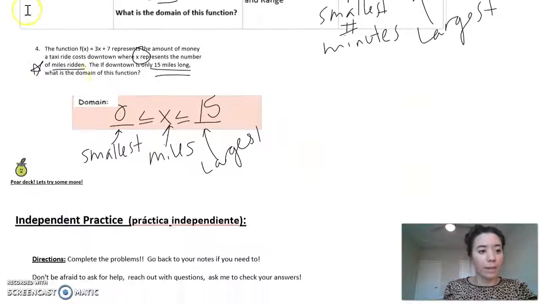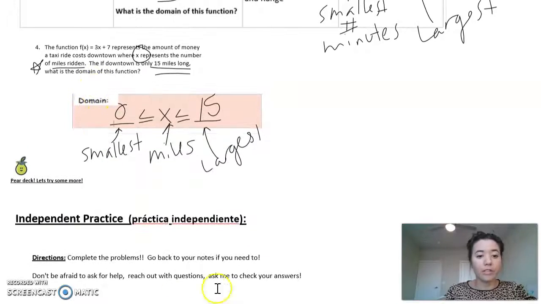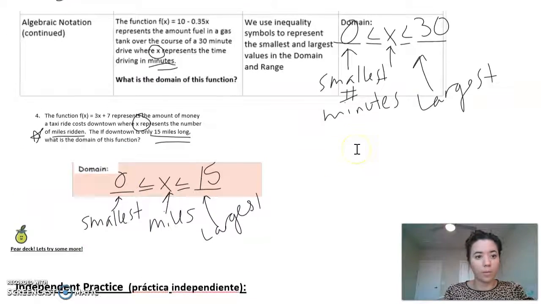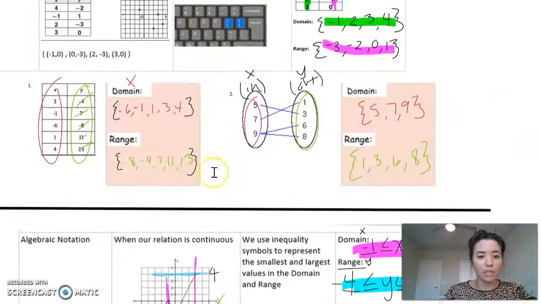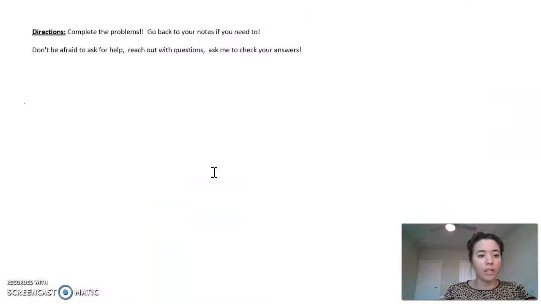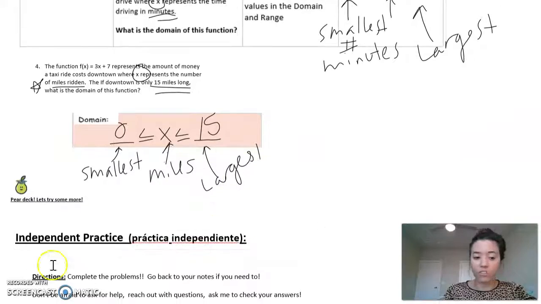Alright, at this point we are officially done, so go ahead and work on the independent practice problems, come back up to these to help you, and shoot me a message when you finish so I can check your answers.